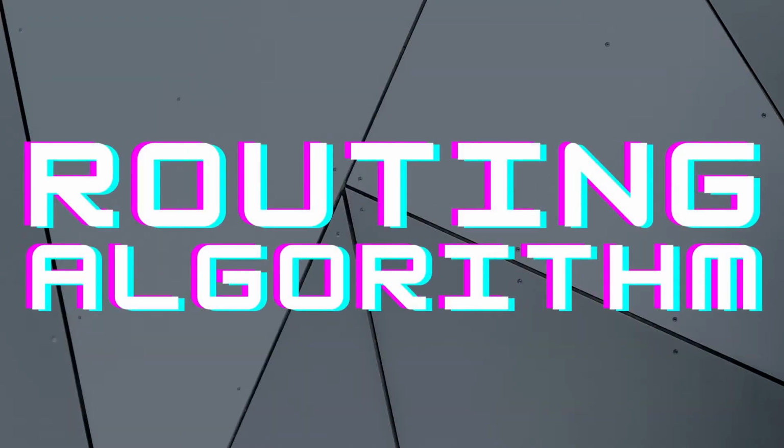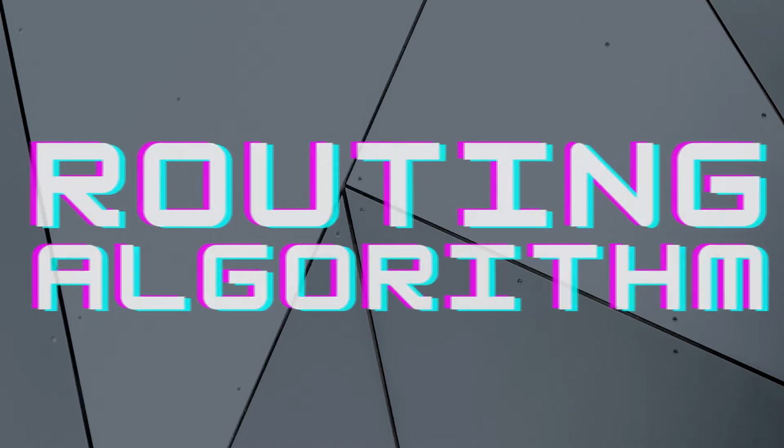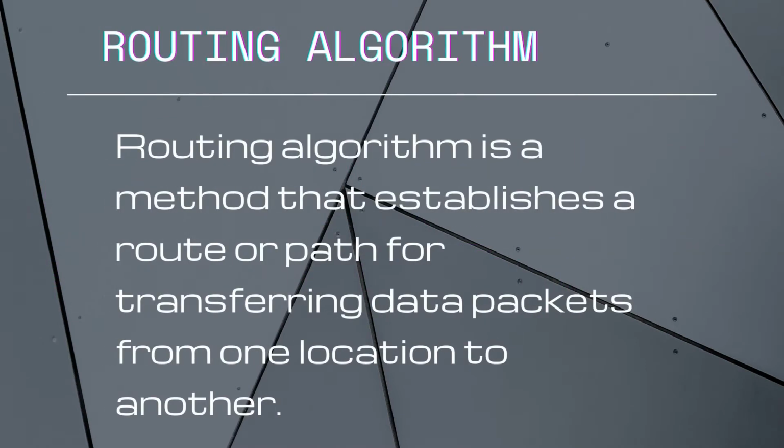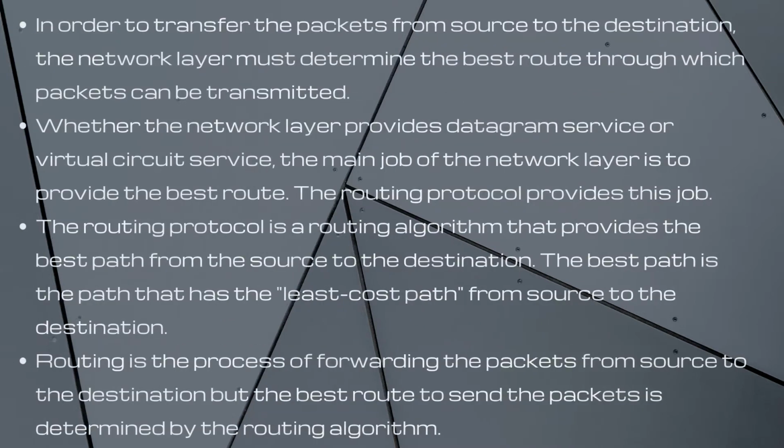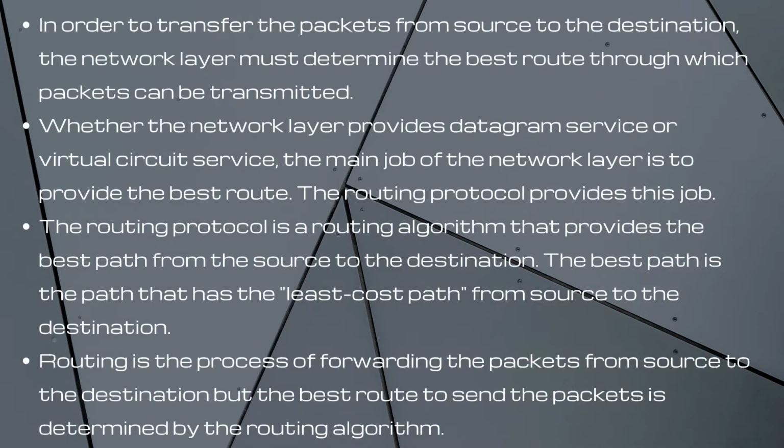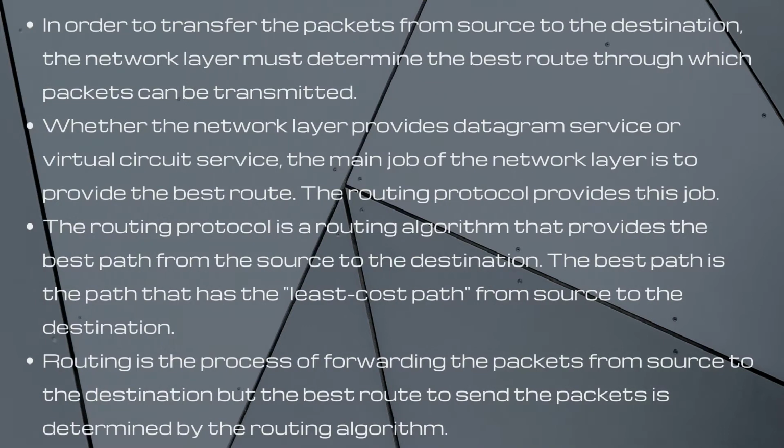Let us first define what is routing algorithm. Routing algorithm is a method that establishes a route or path for transferring data packets from one location to another. They aid in the effective routing of internet traffic. After leaving its source, a data packet might choose from a variety of paths to reach its destination. In order to transfer the packets from source to the destination, the network layer must determine the best route through which packets can be transmitted.